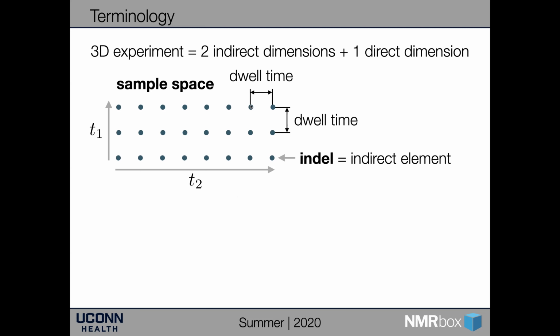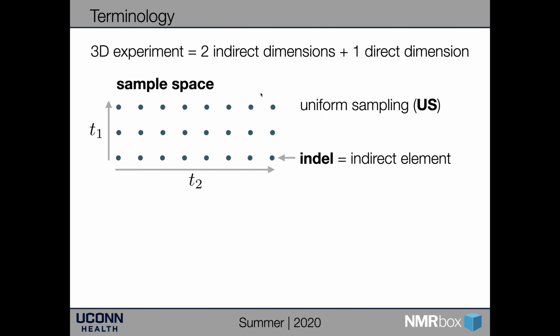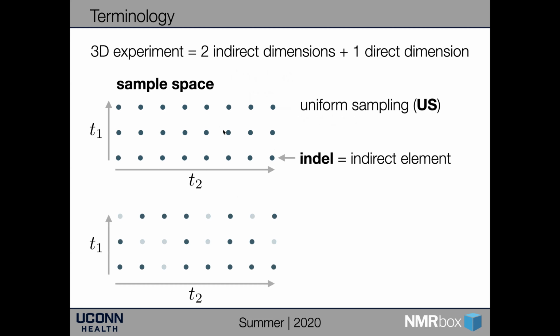You can see here that our points are on grid, and we've got uniform dwell times along T1 and T2. And this constitutes uniform sampling. This is something we're all familiar with. Non-uniform sampling is simply not collecting FIDs at some of those indels.